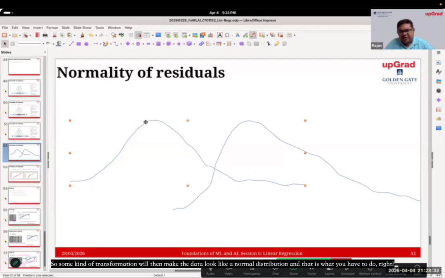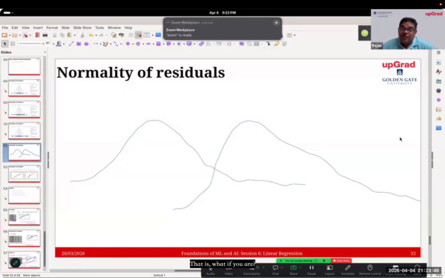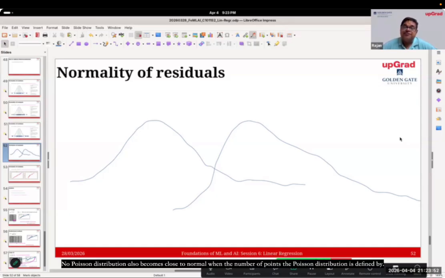So some kind of transformation will then make the data look like a normal distribution, and that's what you have to do. Right. Thank you. But Professor, for example, if I have a Poisson distribution, I can never convert it to normal, right? Oh, a Poisson distribution also becomes close to normal when the number of points is large.